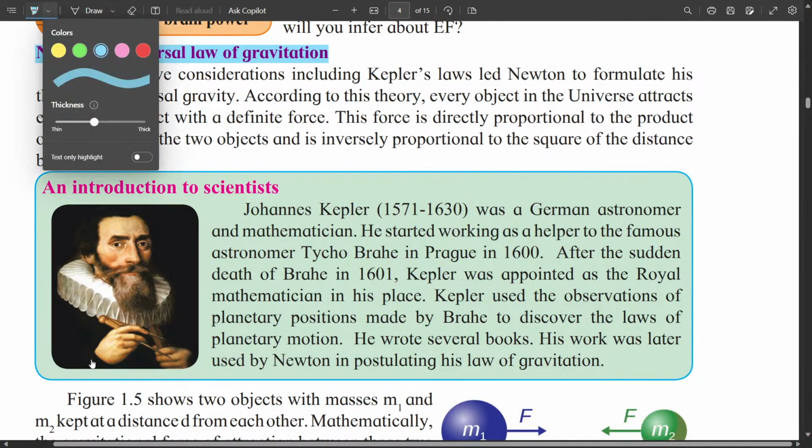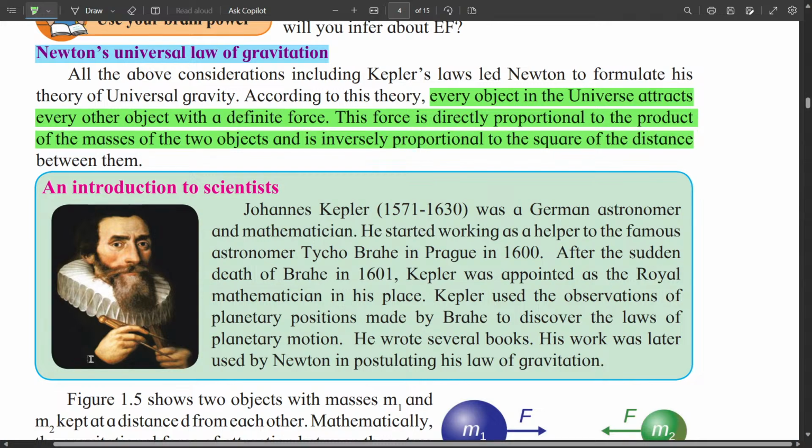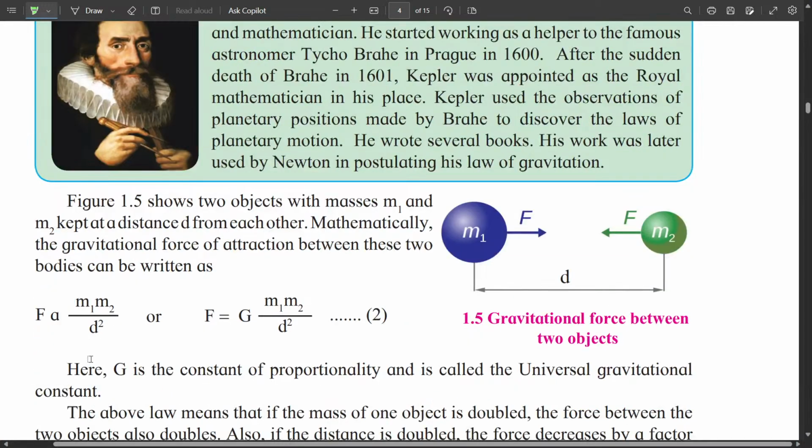So what is Newton's universal law of gravitation? According to this theory, every object in the universe attracts every other object with a definite force which is directly proportional to the product of the masses and inversely proportional to the square of the distance between them. Again, at first sight, the law looks a little bit complicated. So now let us look at its mathematical form.